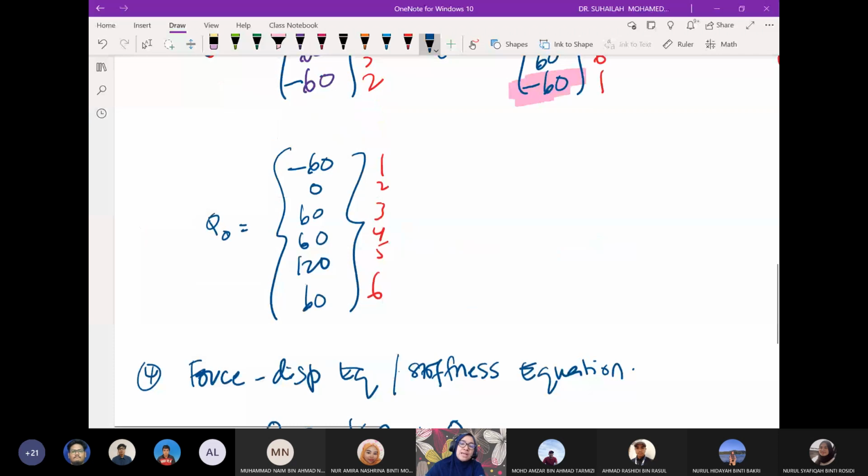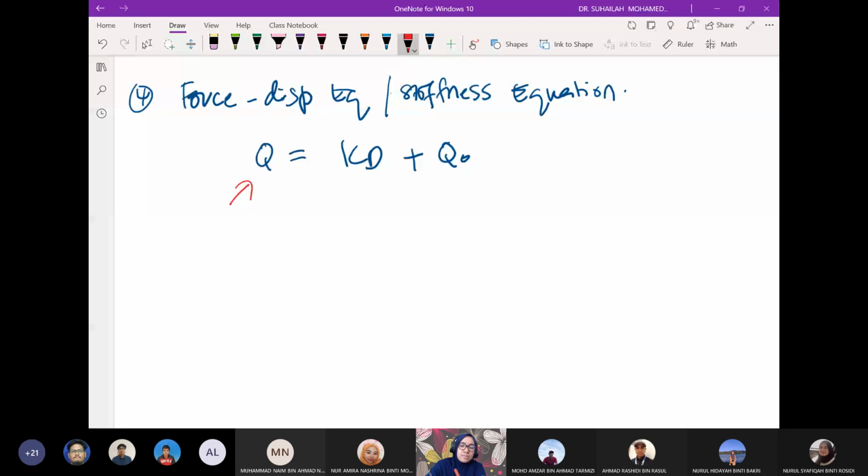So Q dengan D ni. Q is nodal forces. Okay, D is nodal displacement. Nodal displacement. So all this must be written in matrix form. Means that Q akan ada Q1 sampai Q6. D pun D1 sampai D6.